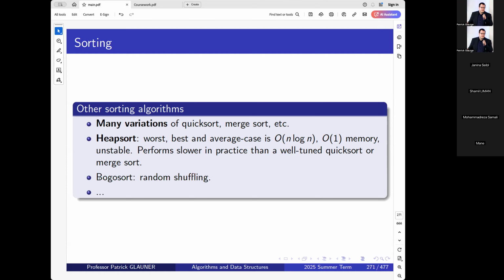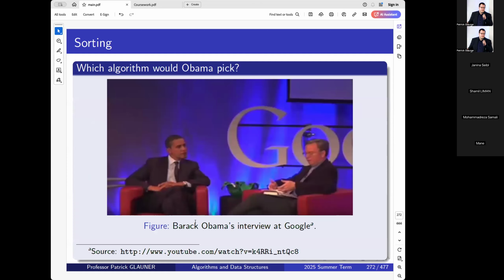I've mentioned Bogosort when we started today and said it just does random shuffling and you hope you have sorted. And there are lots of variations, and it's still an active research topic today for specific sorting problems.